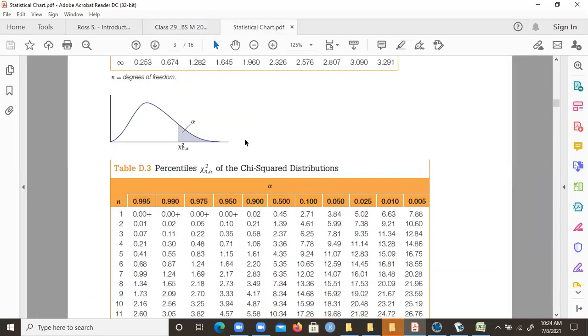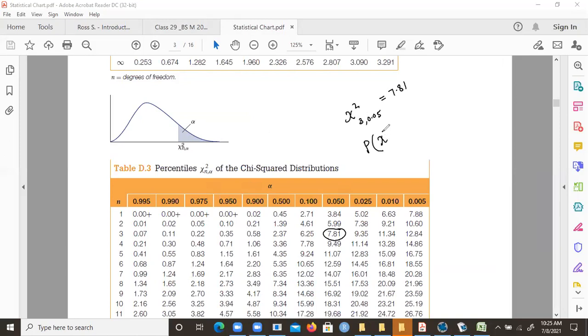This is the statistical chart that I was presenting, isn't it? So now you see that in the statistical chart, whenever I write this, what does it mean? It means that, suppose I'm talking about this point. Whenever I write that chi-square for 3 degrees of freedom at the 0.05 or 5% level of significance is 7.81, it means that the probability that chi-square will exceed 7.81 is 0.05.